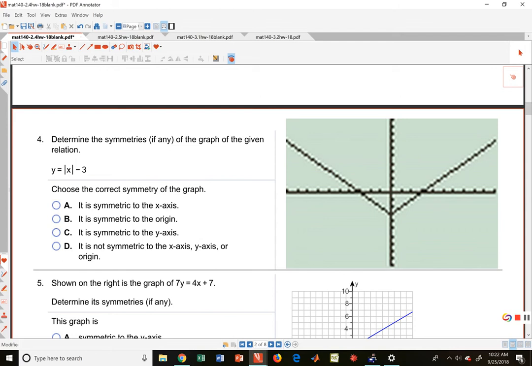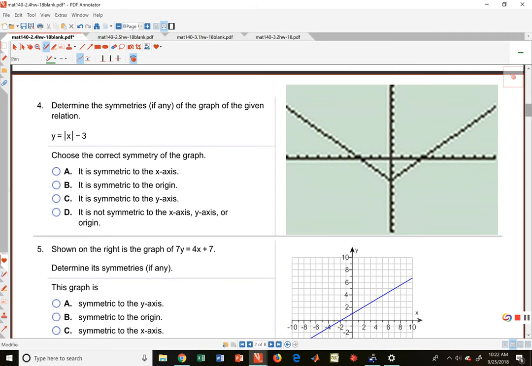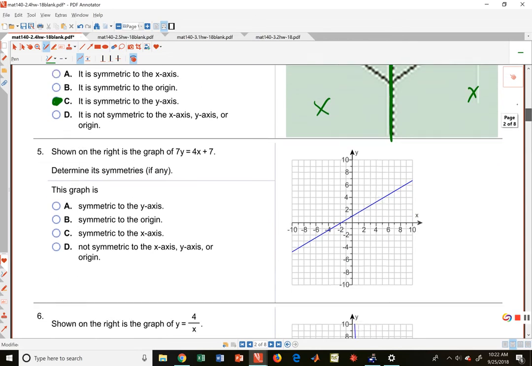Relation is just a fancy word for anything that has an input and an output. Functions are a special relation where each input gives a unique output for that input. It only gives out one output, a definitive answer. So the word relation is just being a little less picky about that. And so this definitely has symmetry about the y-axis. It is not symmetric about the x-axis because this point does not have a mirror point, and it's not symmetric about the origin. That same point does not have an origin symmetry either. So it is symmetric only about the y-axis.